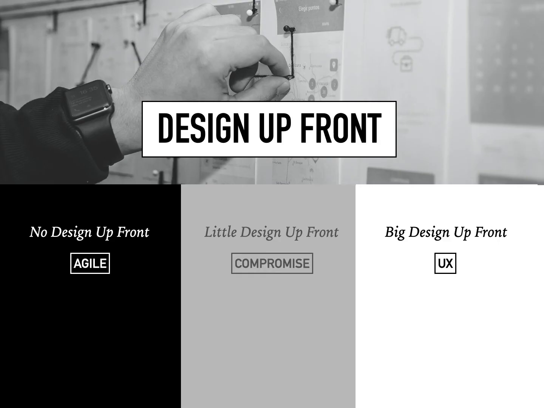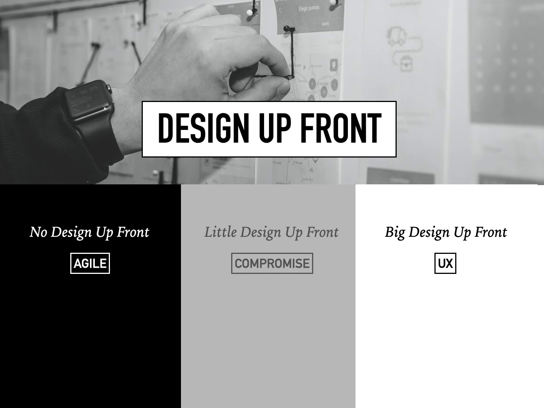Another feature of Agile is no design up front. The idea is that you're not supposed to waste time on the discovery process, but instead just jump straight into coding. UX is the exact opposite, wanting to do a lot of research and design prior to coding. Agile doesn't really have the timeline for big design up front, and because things often change in the development of products, they feel investing large amounts of time on something that is probably going to change is a waste of resources. The compromise is to have little design up front.